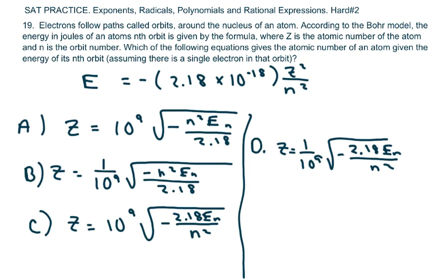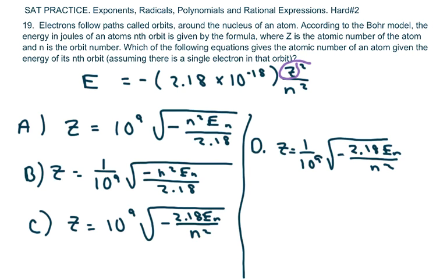Hi everyone. We're going to do the last two problems for exponents, radicals, polynomials, and rational expressions. These are considered hard, and a question like this requires patience and concentration. I'm going to let you read it. They want you to solve for z. It's kind of like a literal equation. They want to solve just for z, not z squared.